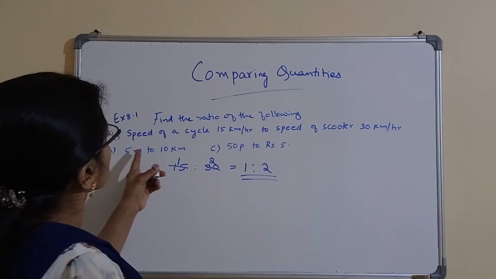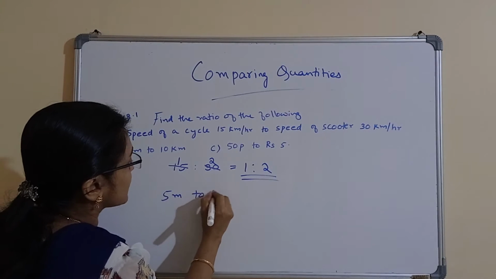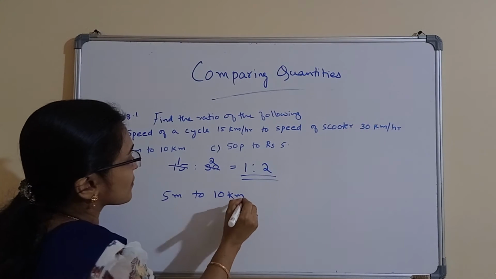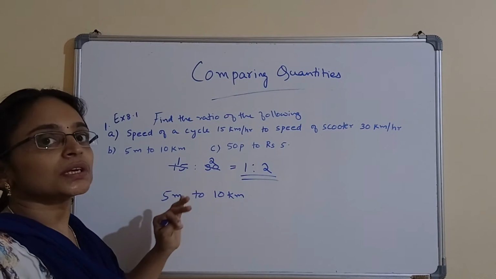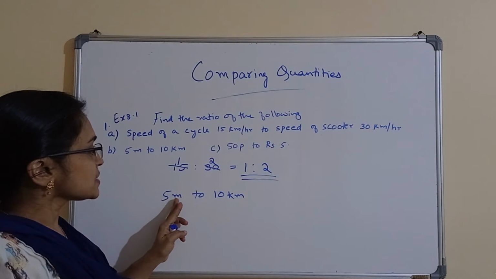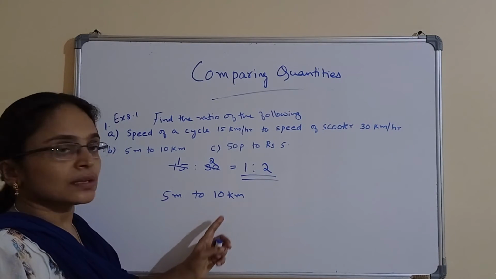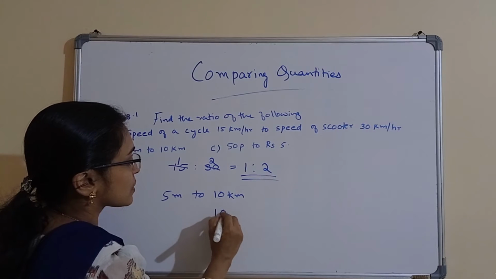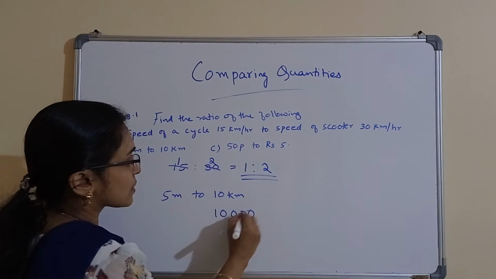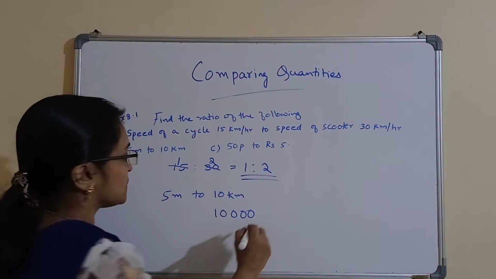Okay. Now 5 meter to 10 kilometer. Can we find the ratio just like this? No. We have to convert this to the same unit. This is meter and this is kilometers. So to convert kilometer to meter, you have to multiply this by 1000. That is add 3 zeros, 10,000 meter.